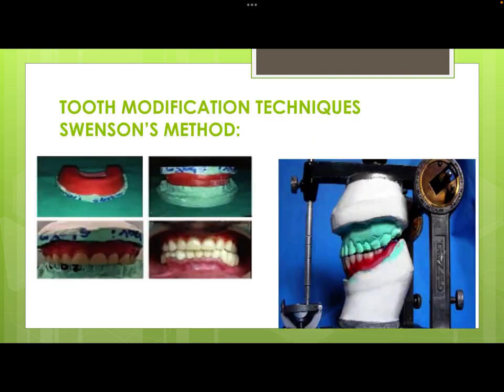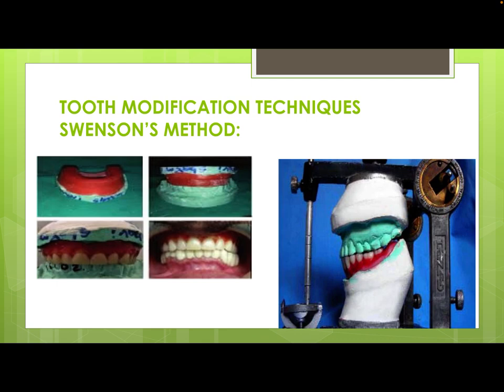Certain techniques are followed for tooth modification. Some of them are the Swenson's technique, the Eustace technique, and the Bruce technique. In Swenson's technique, casts are first mounted on the articulator using a provisional centric relation at an acceptable vertical dimension.